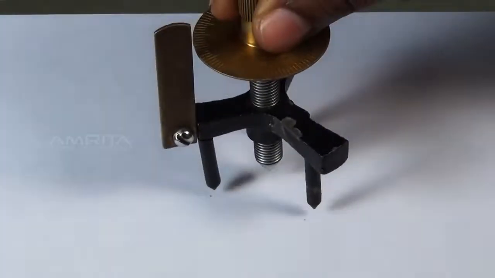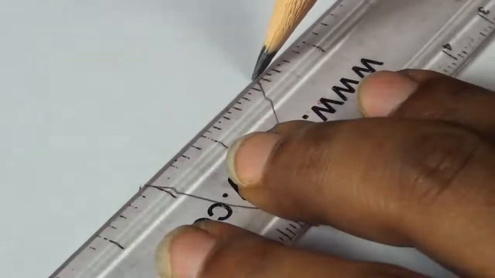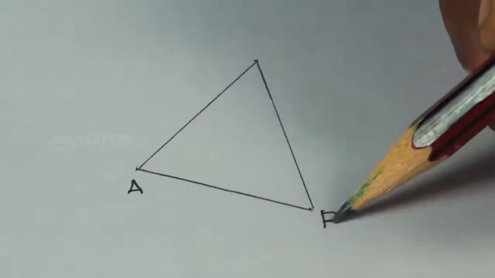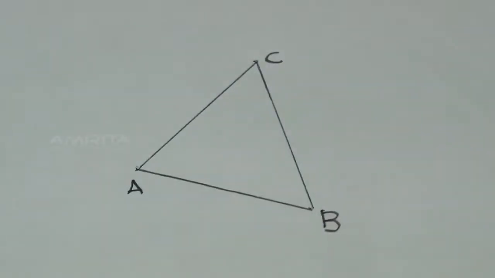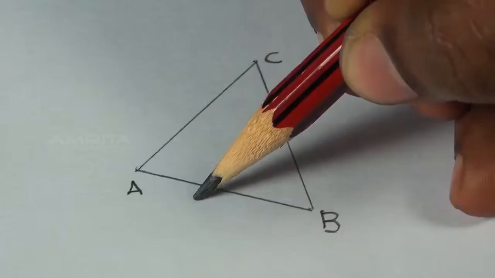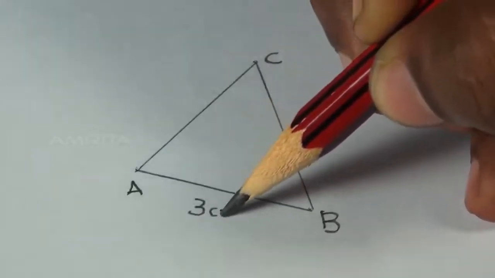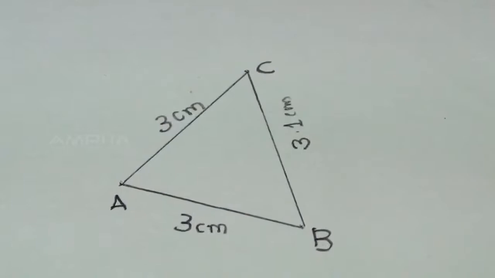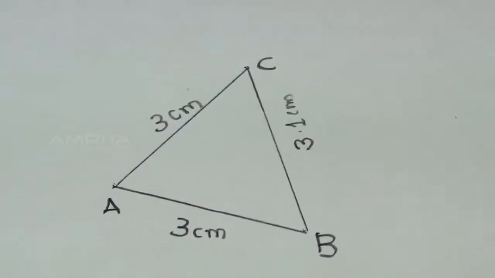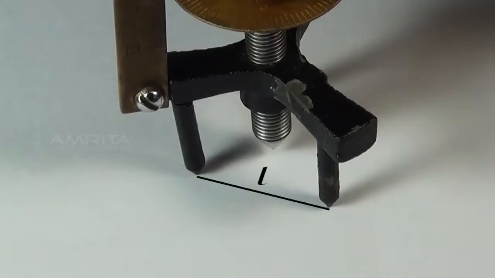To find the distance between the legs of the spherometer, get the pricks of the three legs A, B and C on a white piece of paper. The mean distance of AB, BC and AC will give the distance between the legs L.